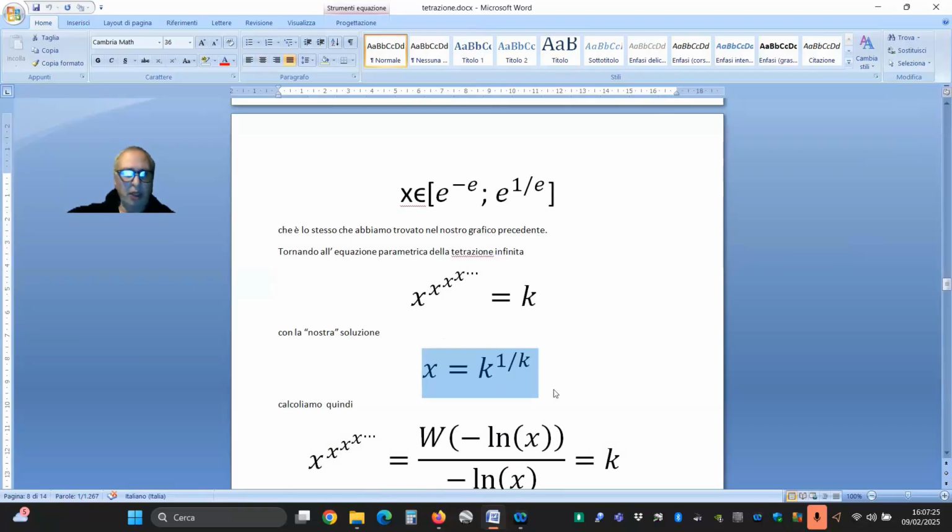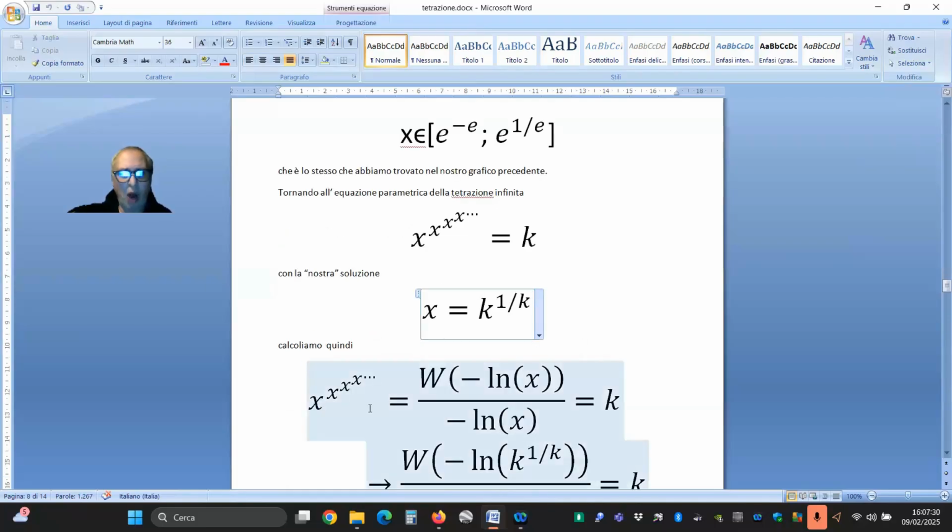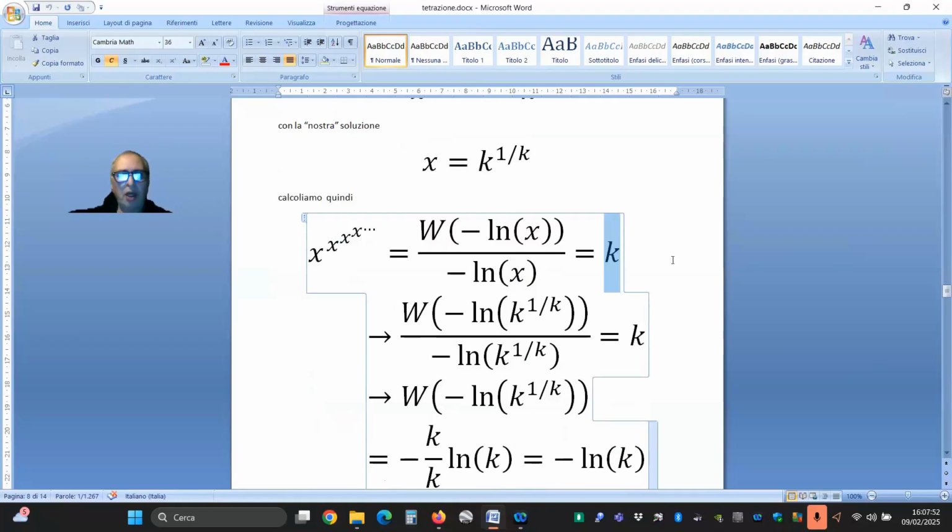Now, to test if this reasoning is correct, since the infinite tetration function is equal to this expression, we simply substitute x with k raised to the power of 1 over k within this expression, and we must find this k here again. That is, we should find an identity at this point. And great, let's go ahead and do this substitution.